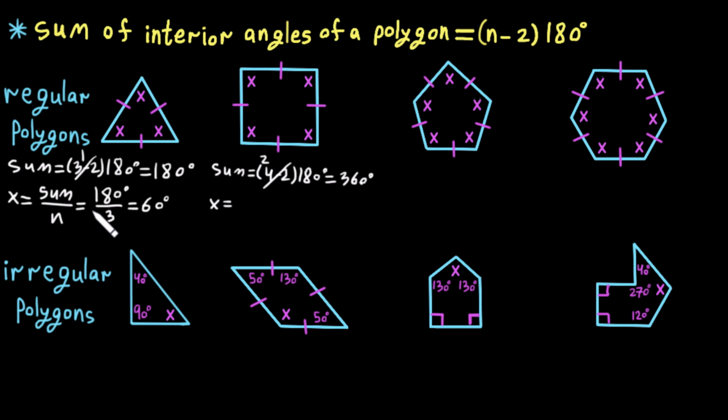Now, what is the value of this x? Exactly the same as we did here. So we have to write sum over n, but I will write it immediately. So the sum here, 360 degrees divided by 4, because here we have 4 angles, to find this x, because all of them are equal. So 36 divided by 4 is 9. And here you have to put this 0 here. So it will be 90 degrees.